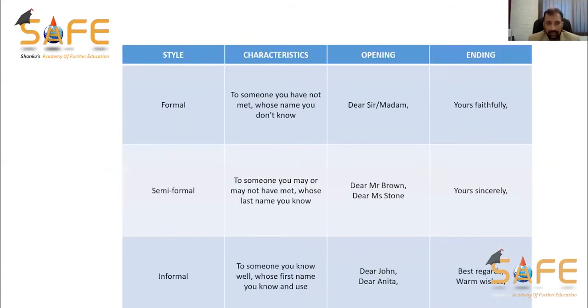Let's move ahead. Now, the style of a formal letter, the characteristics which you have to include or which you may need to know are that someone you have not met, whose name you don't know, you're writing it to an organization as a whole. So your opening line will always include the words "Dear Sir" or "Madam," and the ending line would include "Yours faithfully." Similarly, semi-formal to someone who you may know or may know because of a service, or someone who is teaching you or associated with you for a certain aspect of your day.